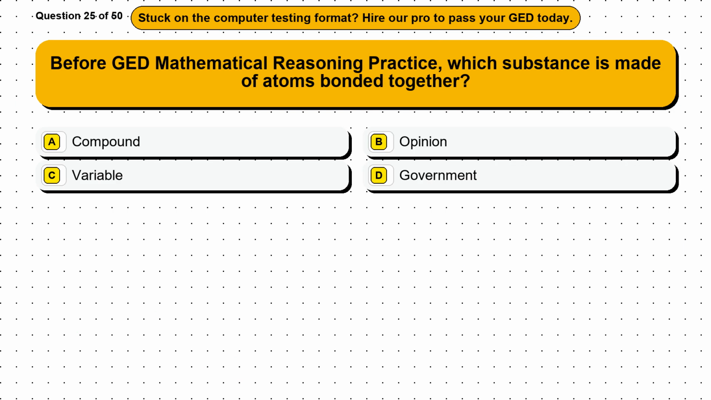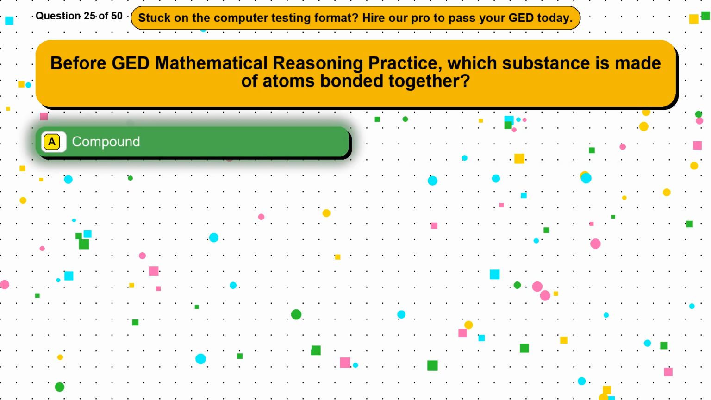Question 25. Before GED Mathematical Reasoning Practice, which substance is made of atoms bonded together? Option A. Compound. Option B. Opinion. Option C. Variable. Option D. Government. The correct answer is option A.